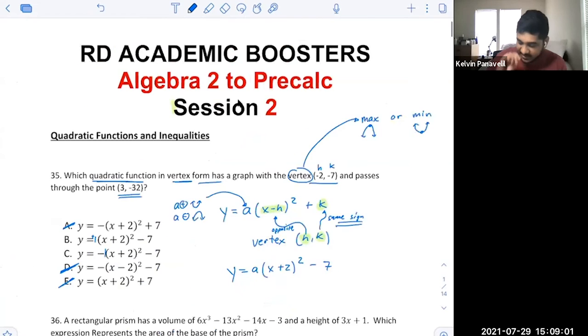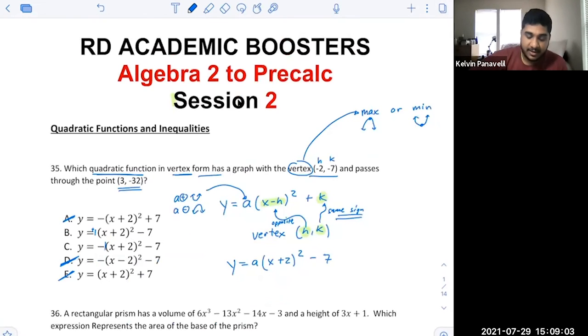So what can we use in this question to figure out if it's a positive or negative parabola? What else do they give us in the question?